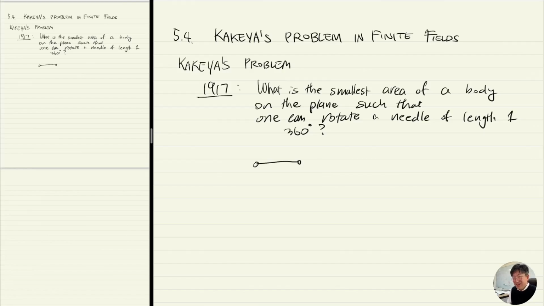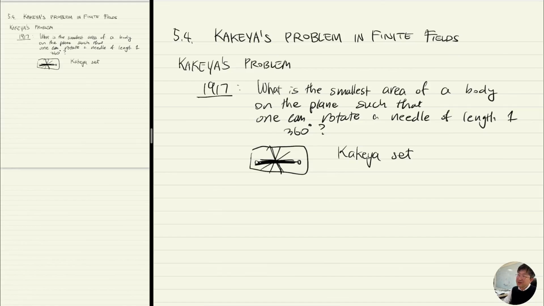I have a needle. Maybe I have a really small room. If the room is too small, there's no way to rotate all the way because it will get stuck, right? So what is the smallest area that you can make so that you can rotate this needle 360 degrees? Such a set is a Kakeya set. So there's a Kakeya set if there's a way of rotating a needle 360 degrees.